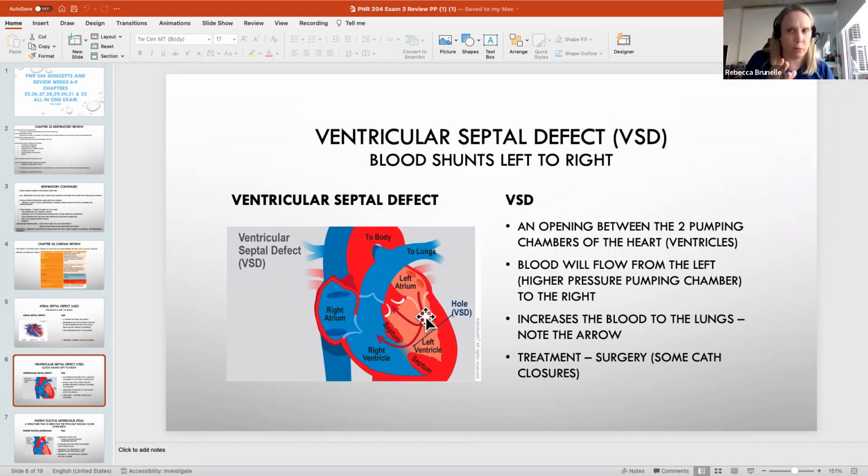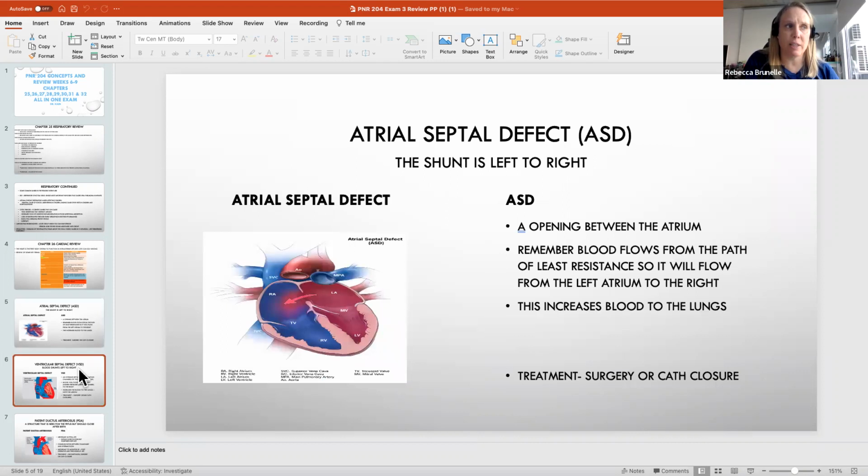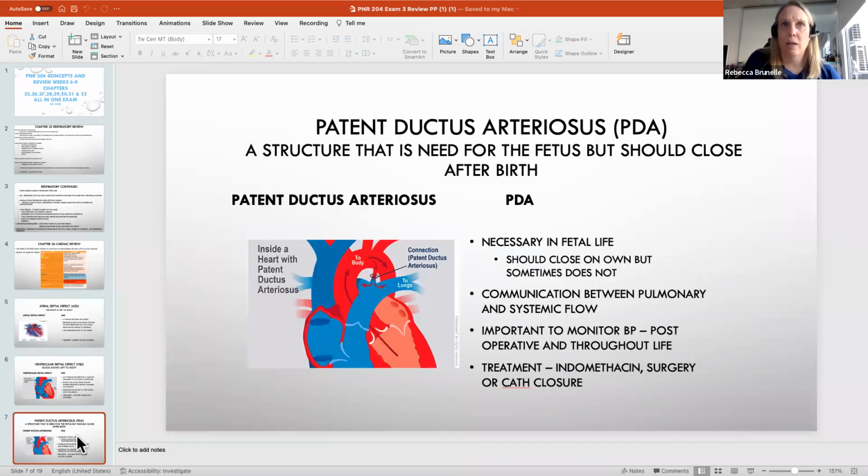You're going to have more blood on the right side of the heart, and that in turn is going to go up into the lungs. So the three, ASD, VSD, and then also PDA, these are the three that are associated with a left to right shunt. So the PDA, this picture here shows you, this is your pulmonary artery here, and it comes off the right side of the heart and it branches to the lungs. And this is your aorta. So a PDA is a connection between the aorta and the pulmonary artery.